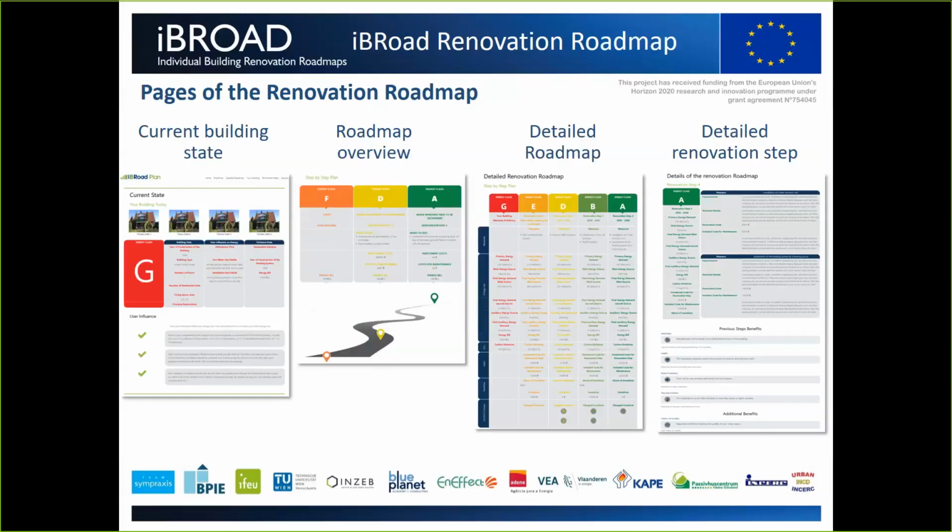So here's an overview of what the pages of the roadmap are. You have one page showing the current building state and the actual energy consumption, and you might compare this to the EPC. These are generally the same data as in the EPC. You have a roadmap overview where you see certain renovation steps. You have a detailed roadmap showing the steps as well, but with more detailed information. And on the very right, you see detailed information for each single renovation step: what to be aware of and what to do in what time.